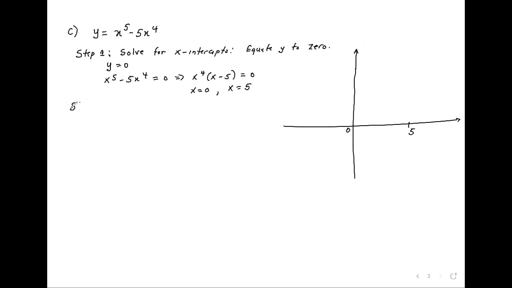Second step, step 2, y-intercept. In the function where there is x, you take 0. We'll get 0. So we have this (0, 0) here, which is also a y-intercept, which is true.